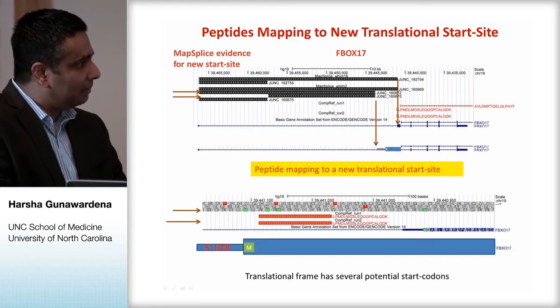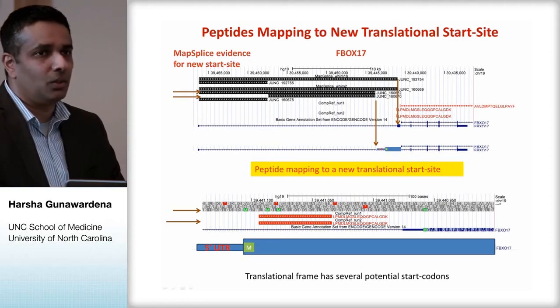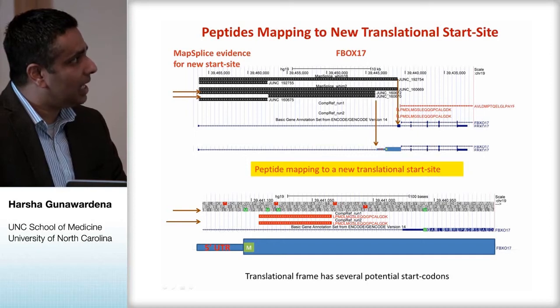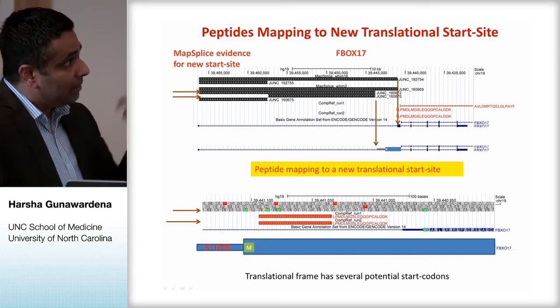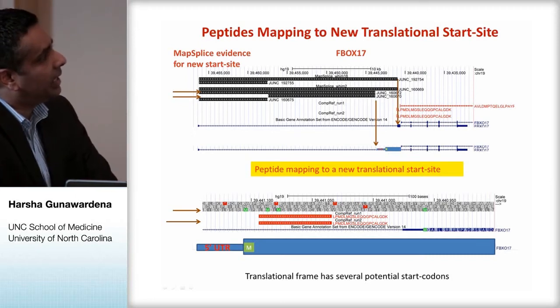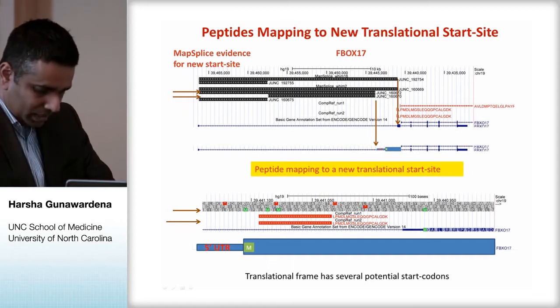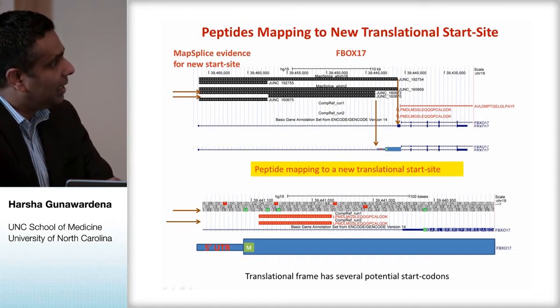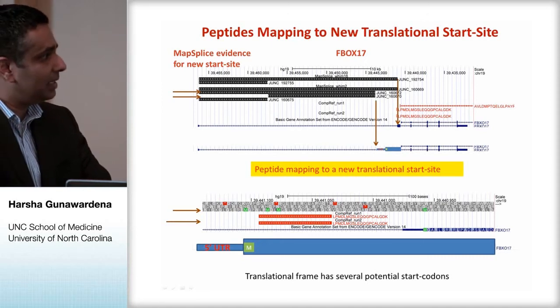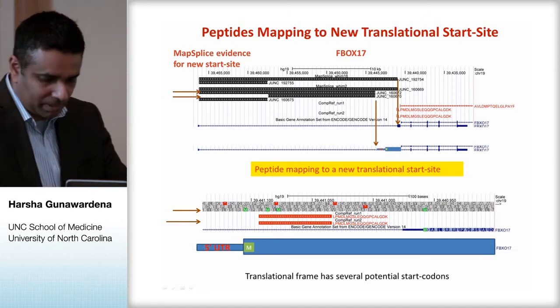So if you look at these potential start codons, the methionines here suggest that there could be several potential start codons for this new translational start site. Going back and looking at the MapSplice data track here, you can see that this part seems to have evidence for an exon, because this data track shows the connection between exons in MapSplice. So if you look at this in the zoomed in version, you can actually assign a new translational start site for this gene. And we found evidence for that new translational start site in the peptides.